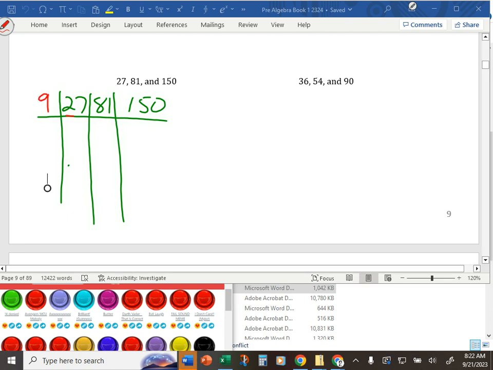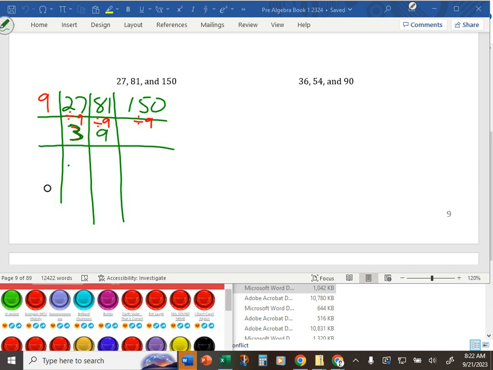Okay. 27 divided by 9 is 3. I'm gonna write that in. 81 divided by 9. 150 divided by 9. What's 81 divided by 9? 9. What's 150 divided by 9? I don't know. It's like 12. Being like 12 is not good enough. Turns out 9 does not go into 150.